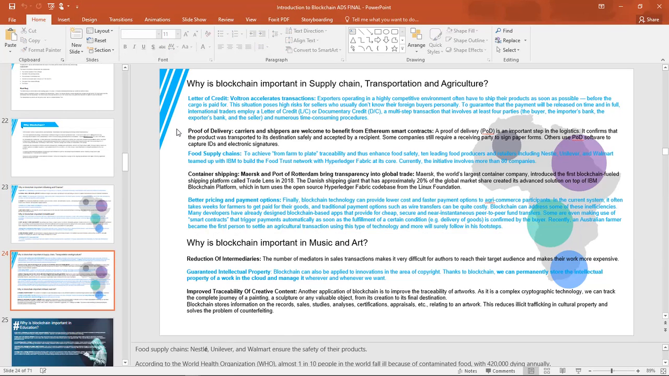Proof of delivery: carriers and shippers are welcome to benefit from Ethereum smart contracts. A proof of delivery is an important step in logistics. It confirms that the product was transported to its destination safely and accepted by a recipient. Some companies still require a receiving party to sign paper forms. Others use POD software to capture IDs and electronic signatures, which is very tedious.